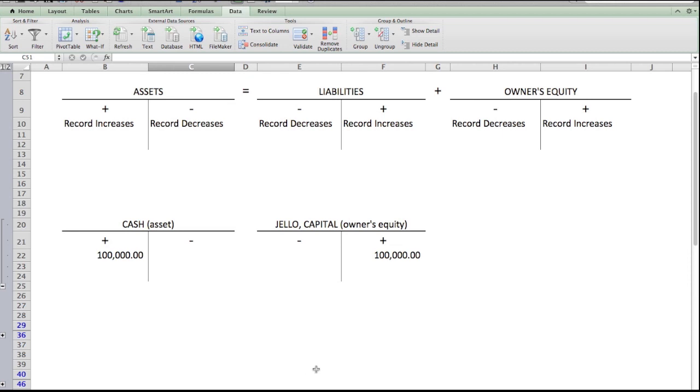Now, just like our original equation for Joe investing, we'll have to set up the offsetting account, which in this case is Joe's capital, his owner's equity. So he put $100,000 cash into the business. That gives him $100,000 worth of owner's equity. In this case, you'd put $100,000 on the right because for liabilities and owner's equity, increases are always on the right.